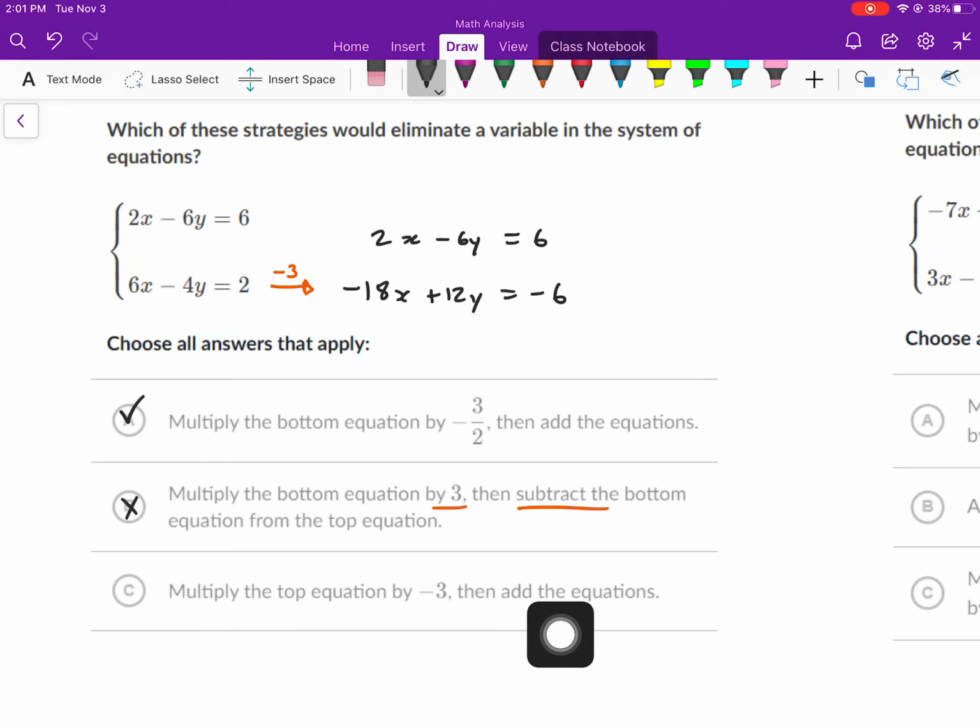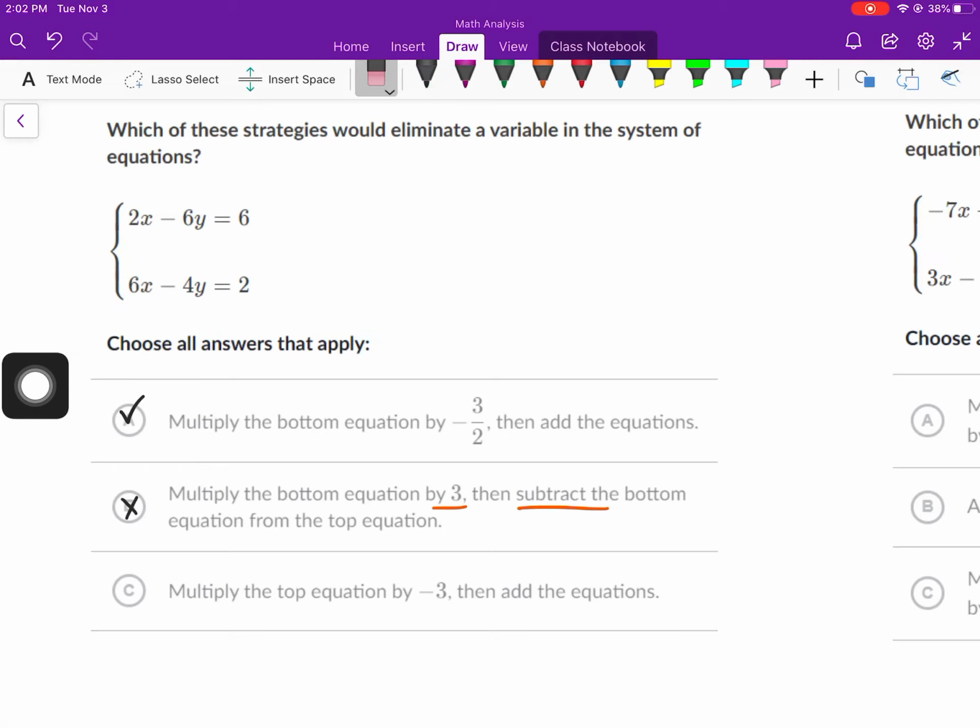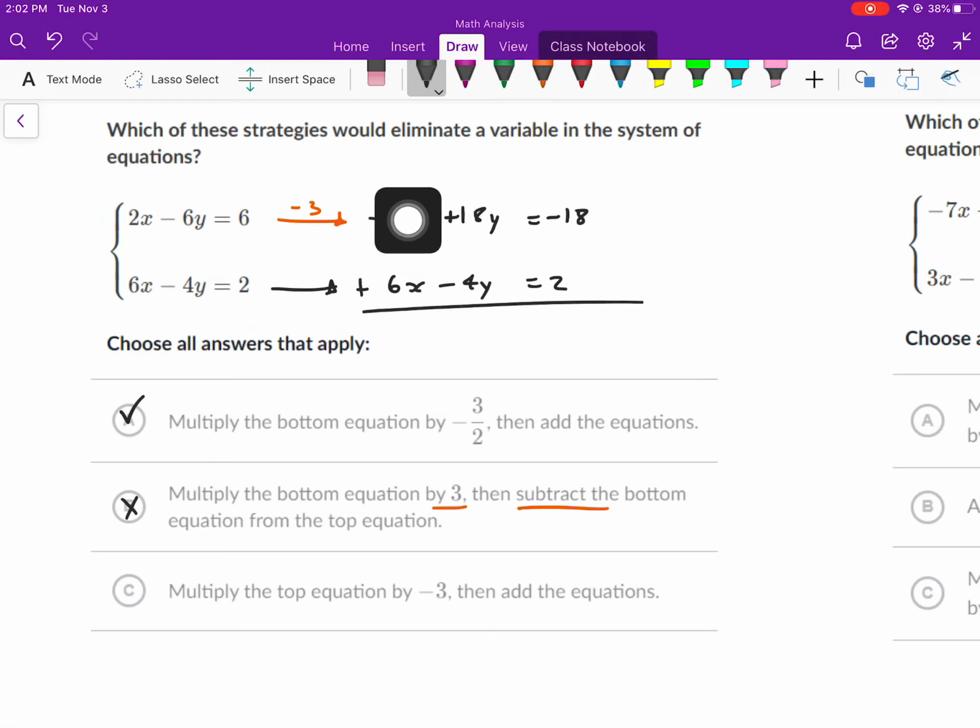Multiply the top equation by negative 3, then add. And I can already see negative 3 times 2 is going to cancel that out. So that's going to work out great. So let's multiply the top equation by negative 3 to get negative 6x plus 18y equals negative 18. And then on the bottom, we'll just keep that the same. So that's 6x minus 4y equals 2. If we add them, these cancel out. That's good. So it would be A and C.